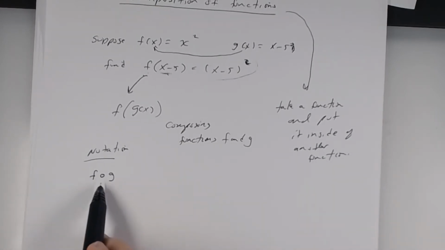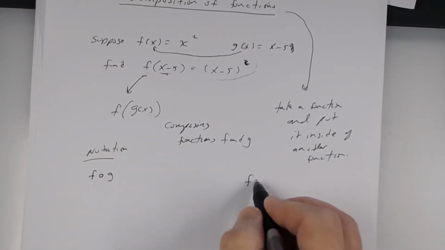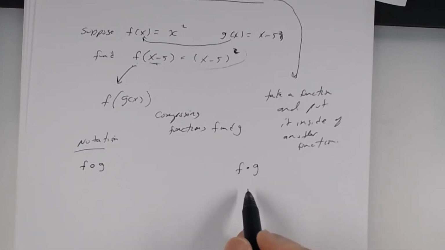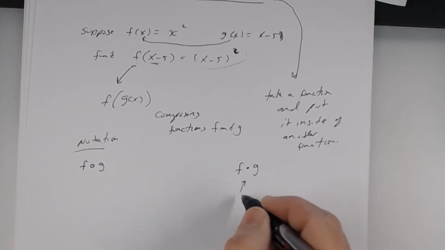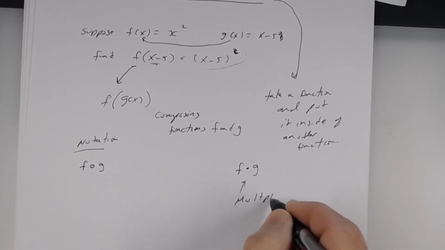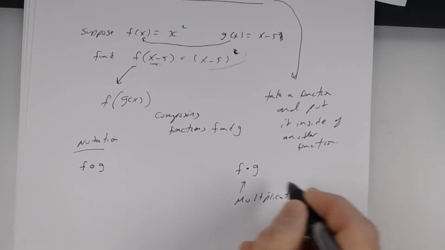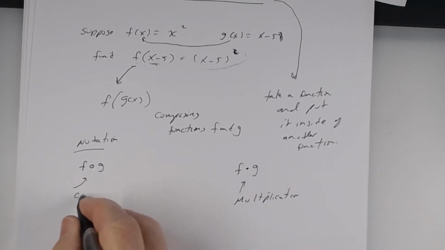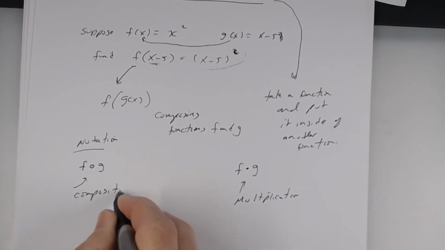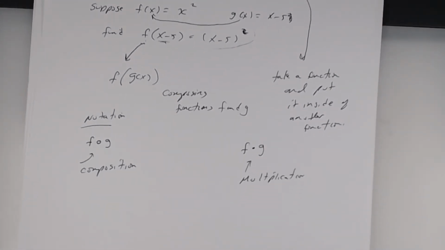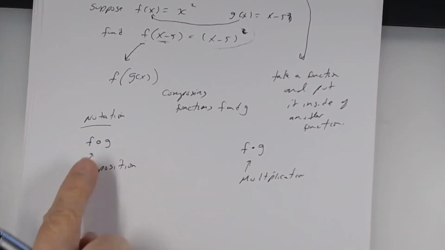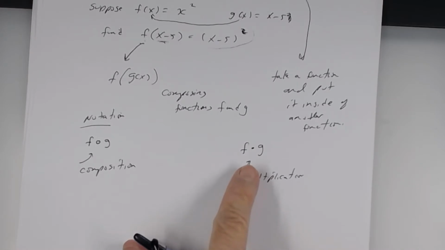So this says I'm composing which functions? f and g. This says, if you have this says you're doing what? Multiplied. This is multiplication. This is what? Composition. Open circle is composition. Closed circle with a dot means multiplication.